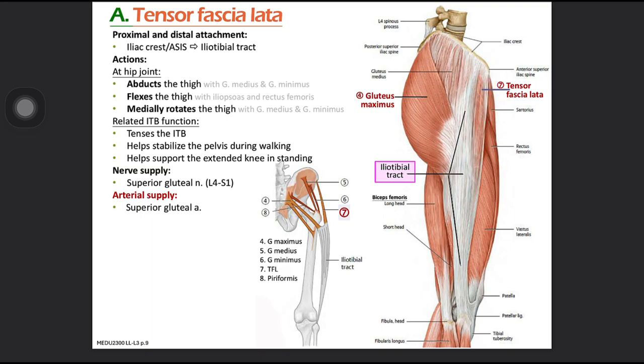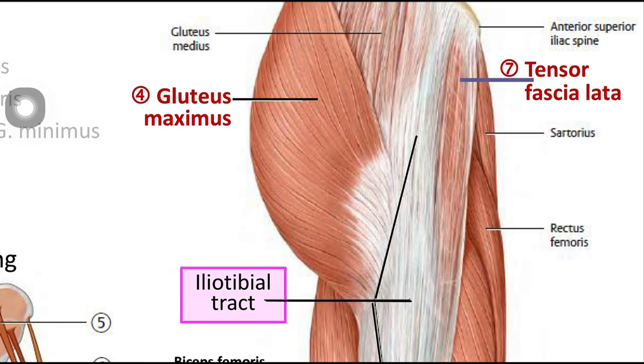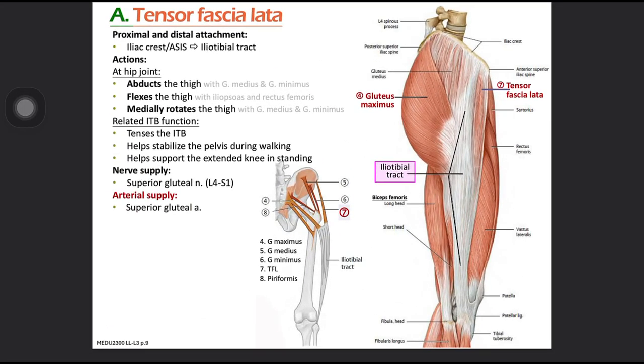So it runs laterally and is enclosed. This is the muscle, but it is actually enclosed between two layers of the fascia lata. So TFL extends from the iliac crest and also the ASIS to the iliotibial tract, right? At the hip joint, this muscle abducts, flexes, and medially rotates the thigh.